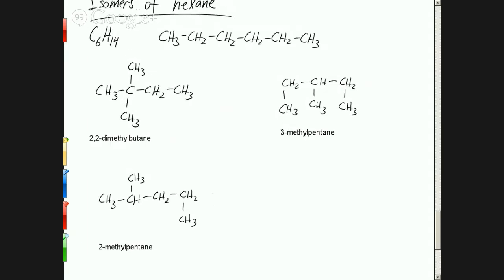There is one more isomer that we didn't get. So actually, it's pretty good. We got all but one. So the last one, I'm going to give you the name of it, and I want you to write the structure. The last one that you didn't get is 2,3-dimethylbutane. So see if you can draw a structure for that.